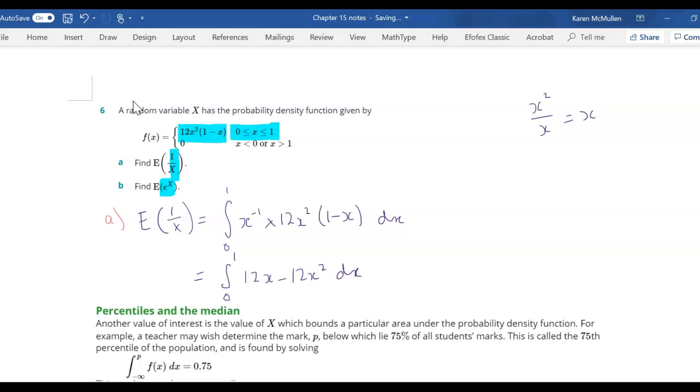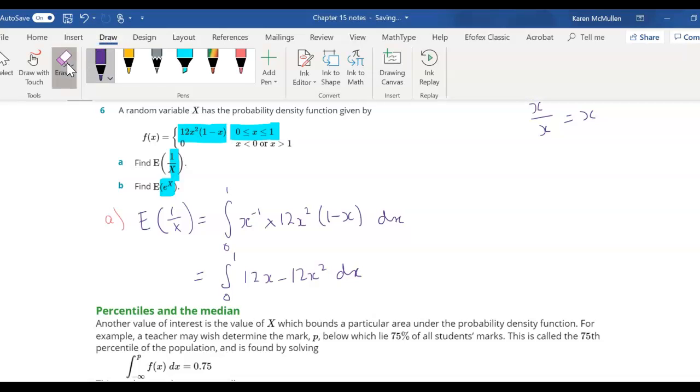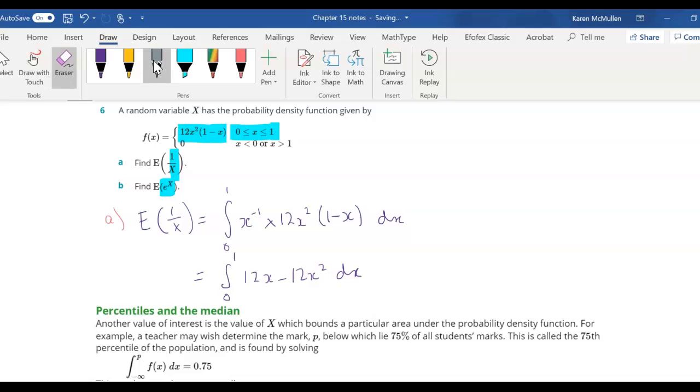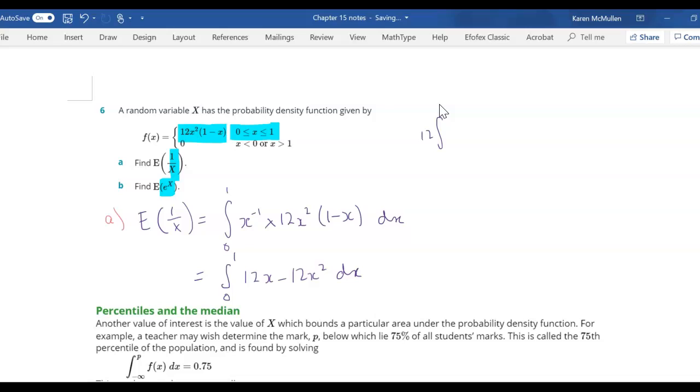Now you can take 12 out the front, which we're going to do. I might just erase that on the side so we've got a bit of space. 0 to 1. And then we're left with just x minus x squared. Now you can't subtract them, they're not like terms, so it's just x minus x squared. And then let's find the antiderivative.